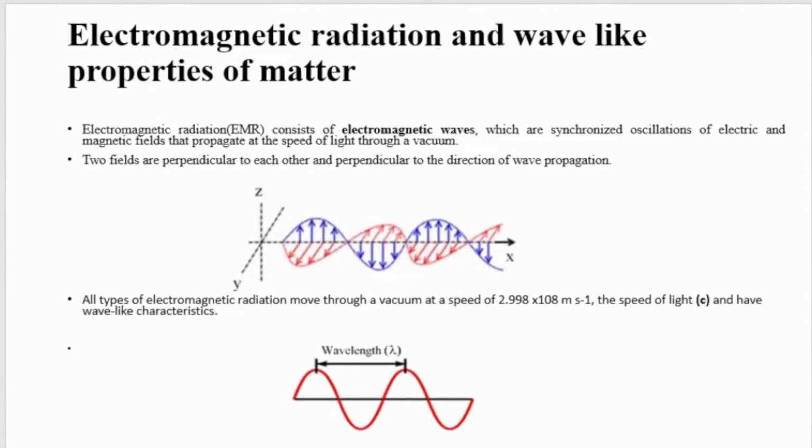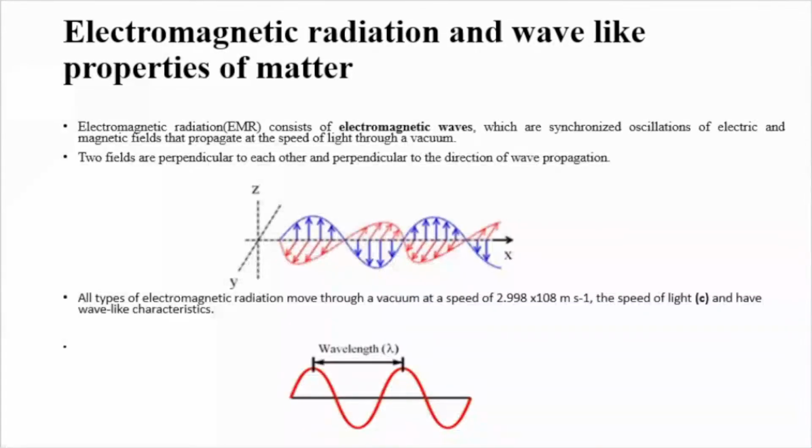So there are several kinds of waves exactly perpendicular to the electric and magnetic field. I don't know how to say.